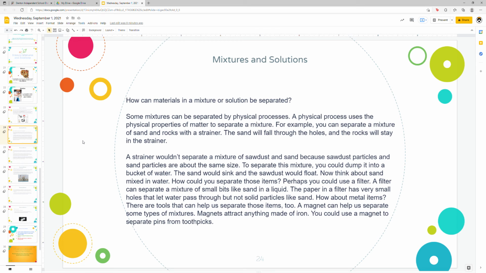Now think about sand mixed in water. How could you separate those items? Perhaps you could use a filter. A filter can separate a mixture of small bits like sand in a liquid. The paper in a filter has very small holes that let water pass through, but not solid particles like sand. How about metal items? There are tools that can help us separate those items too. A magnet can help us separate some types of mixtures. Magnets attract anything made of iron. You could use a magnet to separate pins from toothpicks, for example.